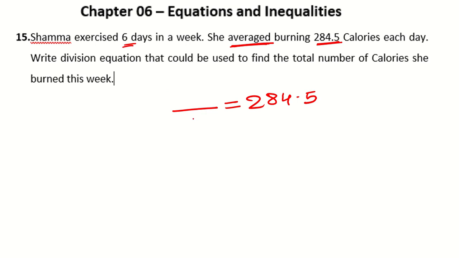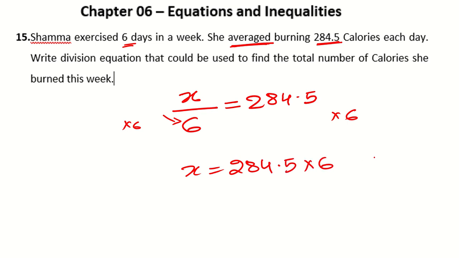6 days. So compulsorily 6 will go down, and then write a division equation that could be used to find the total number of calories she burned this week. So the variable will come up. So this is the division equation. If they ask you to solve, then what will you do? You will multiply both sides by 6, here also by 6. So x is equal to, why are we multiplying by 6? Because here 6 is in division with x. So we'll multiply. Okay. So x is equal to 284.5 multiplied by 6. So just multiply them, you will get the answer.